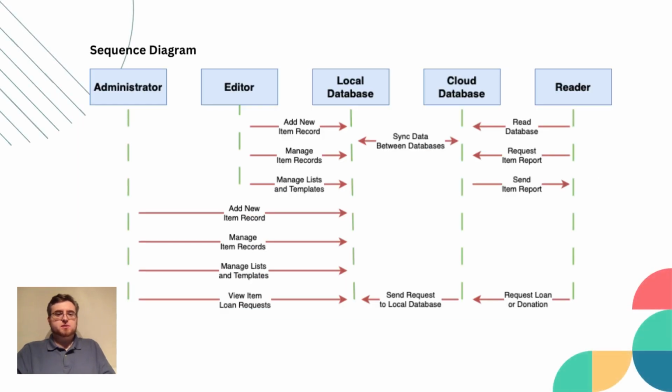Here's our system sequence diagram. Again, the sequence is split between those who edit the database and those who view it. Both admins and editors manage various elements within the local database. The local database syncs with the cloud database. Readers may view the cloud database and request item reports, which are sent by the cloud database.